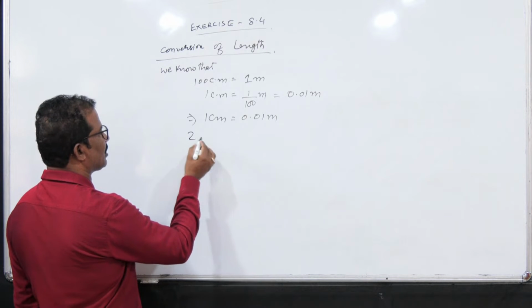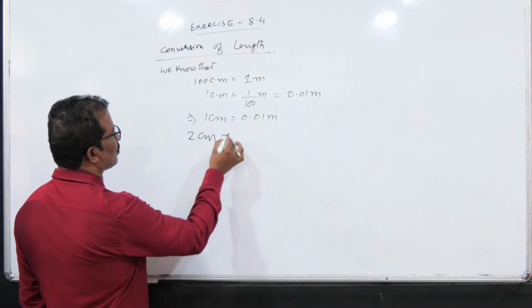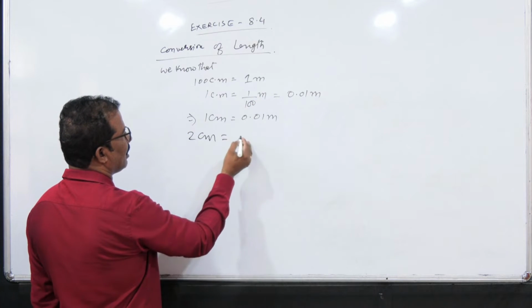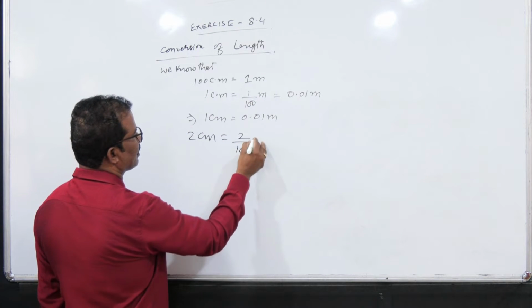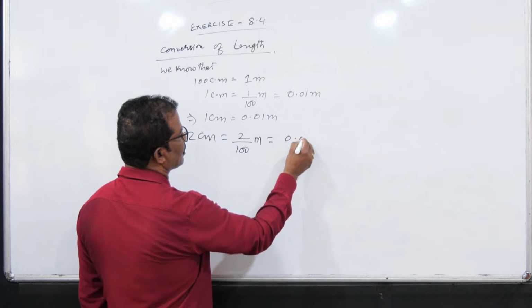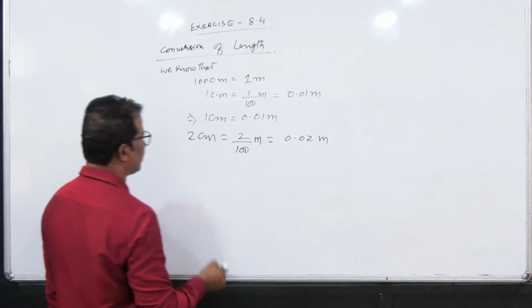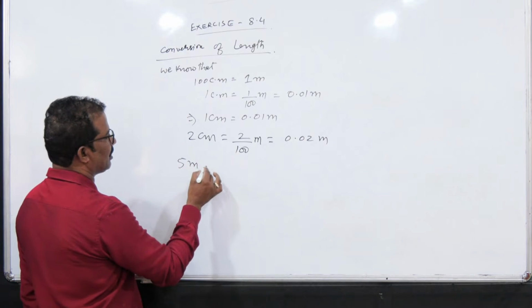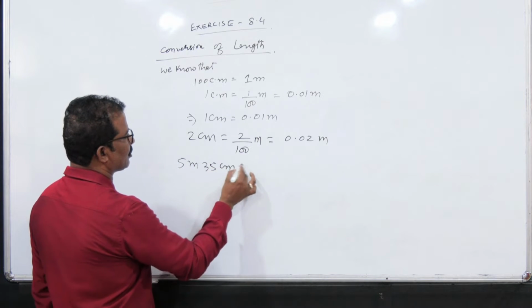Suppose we want to convert this centimeter into meter. So centimeter into meter means we have to divide by 100. That is 2 by 100. It is meter now. If we divide 2 by 100, we will get what? 0.2 meter. Similarly, suppose it is 5 meter 35 centimeter.